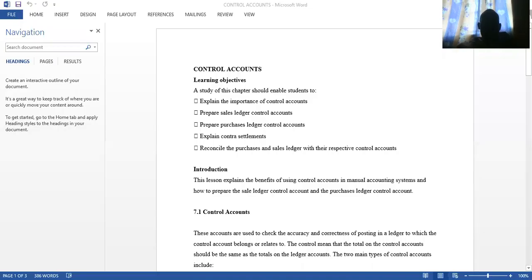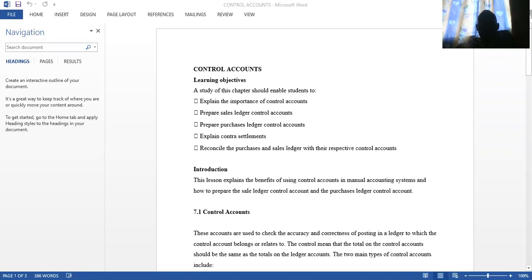In our today's lesson, we are going to look at the control accounts. The control accounts, just as the word itself suggests, are accounts that are used to control certain ledger accounts. In this particular case, we shall find out that using control accounts in a manual accounting system, and how to prepare the sales ledger control account as well as the purchases ledger control account, are very helpful as far as accounting is concerned.